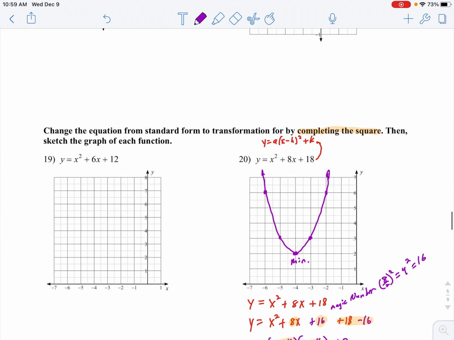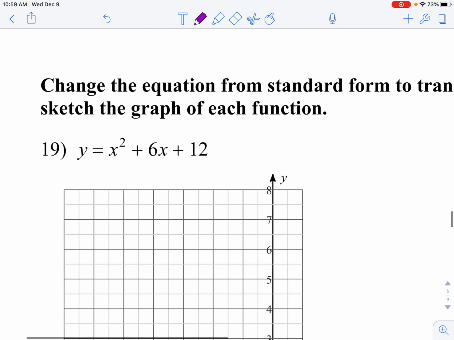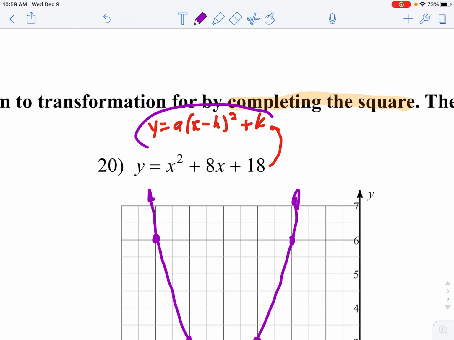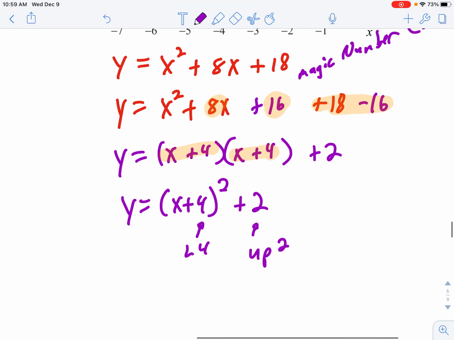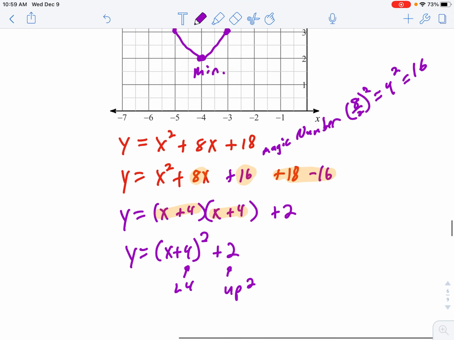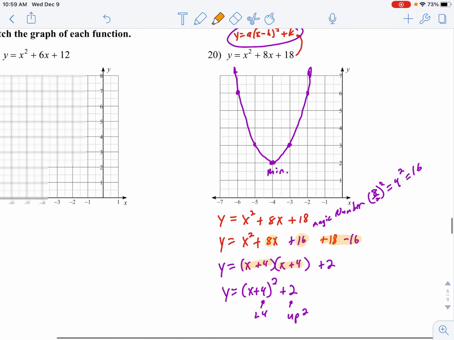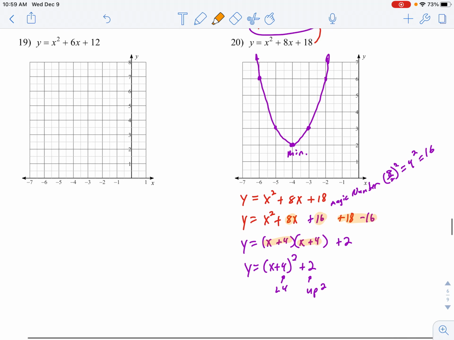So you've got this in standard form, and you must convert it to vertex form. You're going to need to do completing the square, which we've already done. It's just a subtle change with the fact that you add the magic number and then subtract the magic number on the exact same side. But if you can follow my number 20 as you do number 19, you should be good.